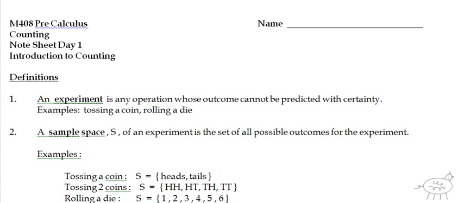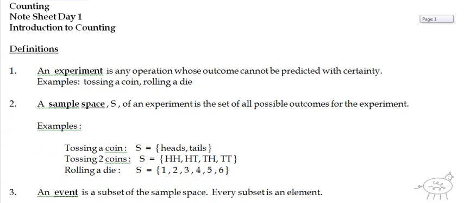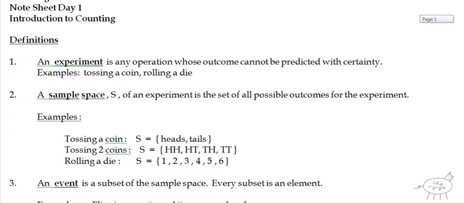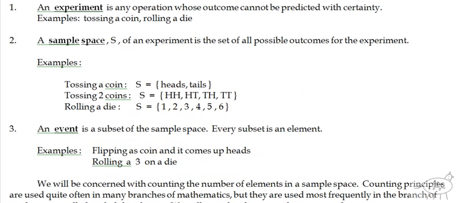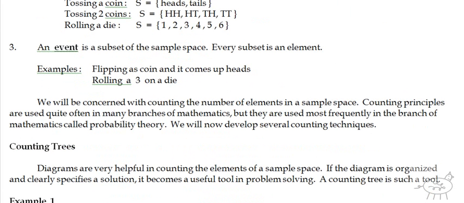So, I can just talk a little bit here about the difference between an experiment, a sample space, and an event. An experiment is the whole operation where you can't predict the outcome, like tossing a coin or rolling a die. The sample space is the possible outcomes, like heads or tails, and an event is actually the outcome. Oh, I got a heads. Oh, I got a tails. Okay, and I even say here we're concerned with counting the number of elements in a sample space.